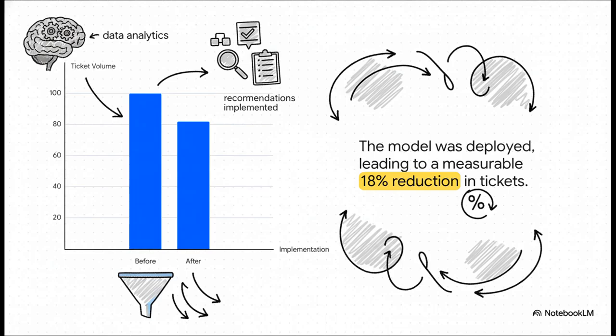So they put the plan into action. The support team got a new dashboard. They started making those proactive calls. But the big question is, did it work? Oh yeah, it worked. Here it is, the ultimate payoff. A real, measurable 18% reduction in support tickets. This is what turning data into real value actually looks like.